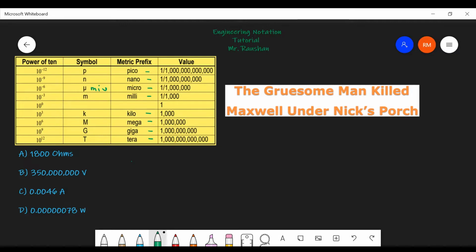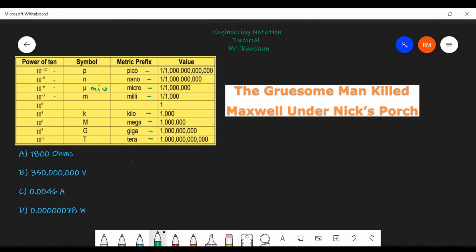Let's look at the values for each prefix. Each prefix has a value. The negative notations will have a negative sign before the value. The positive notations do have a positive sign, but positive is not shown here. So negative 12 is pico. Negative 9 is nano, they rhyme. Negative 6 is micro, like Microsoft. Milli is negative 3.